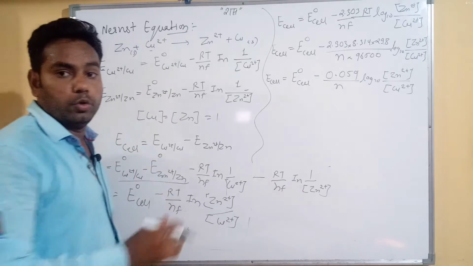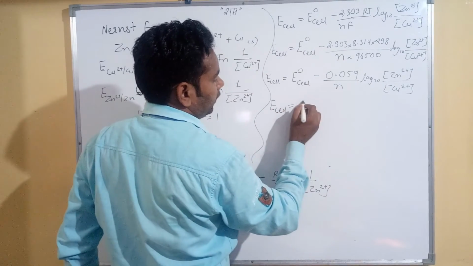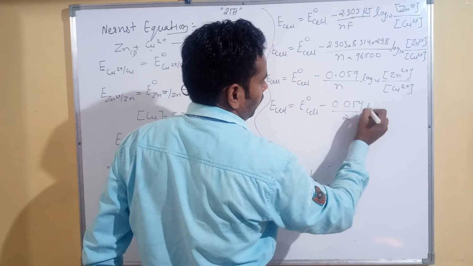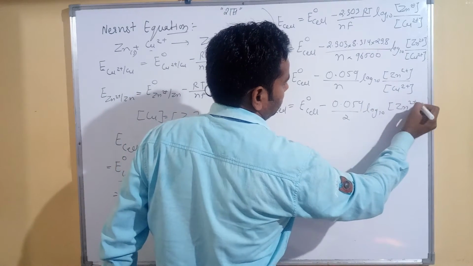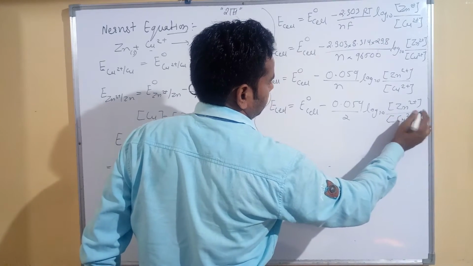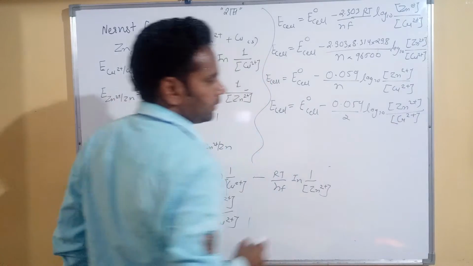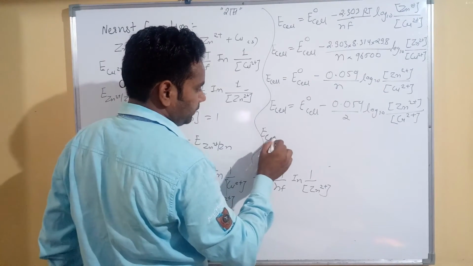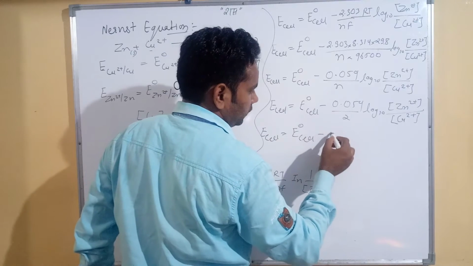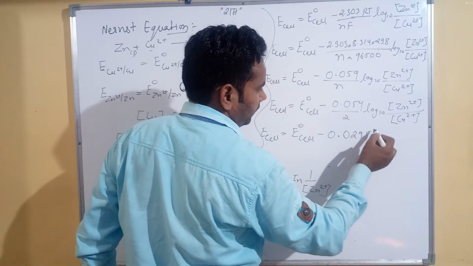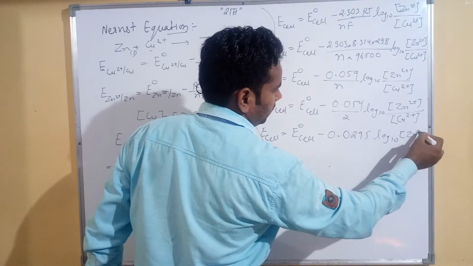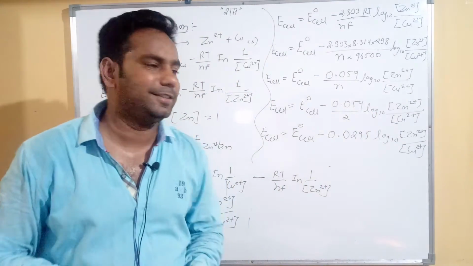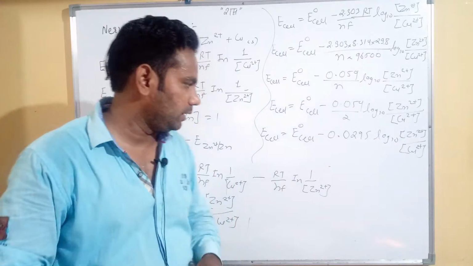Okay, now I put the value of n also. So E cell is equal to E naught cell minus 0.059 upon 2 log 10 Zn2+ upon Cu2+ ion. Okay, then now I divide 0.059 by 2. So E naught cell minus 0.0295 log 10 Zn2+ upon Cu2+, because this answer is always the same. So I memorized it, you also memorize it, because every time you divide, the answer is same, so it is easily memorized.